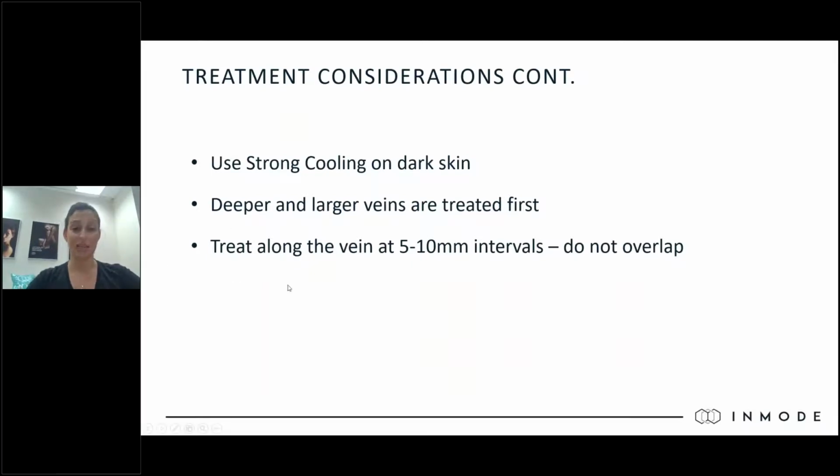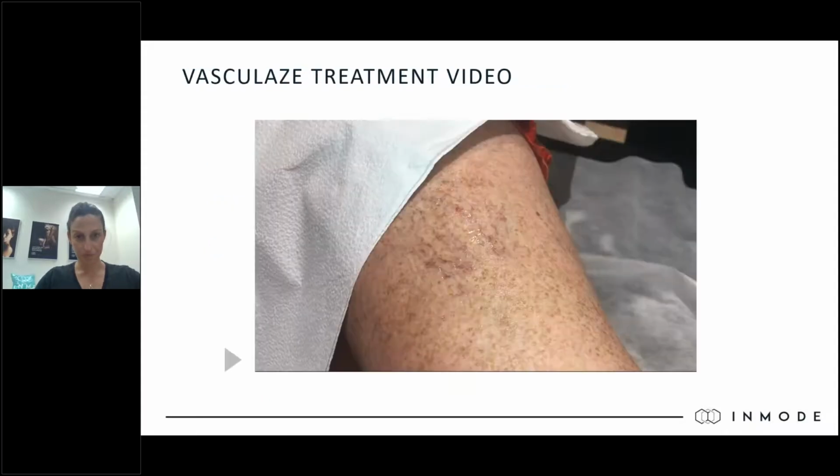Okay, and this we've discussed already. So the idea is that we're not moving at very large intervals, but we're actually targeting the vessel along its path, and we want to make sure that we're placing it at different spots. So 5 to 10 millimeter intervals. Make sure that you're not overlapping. I think 10 millimeters might be slightly too much. So whatever your patient needs in order to provide a good treatment.